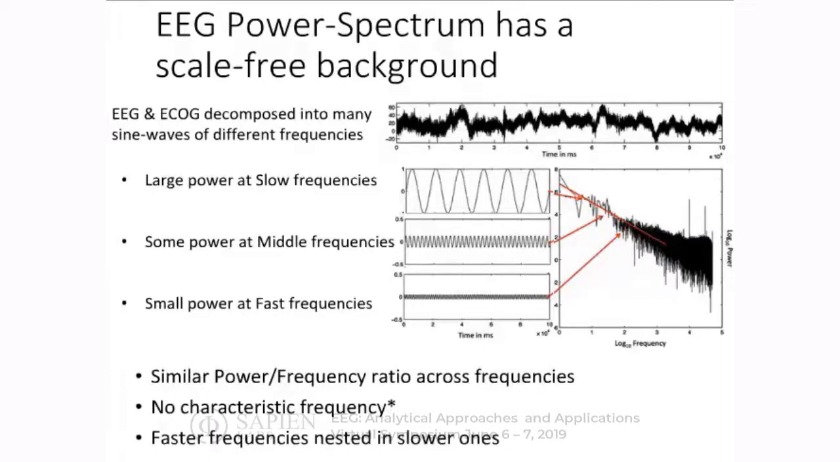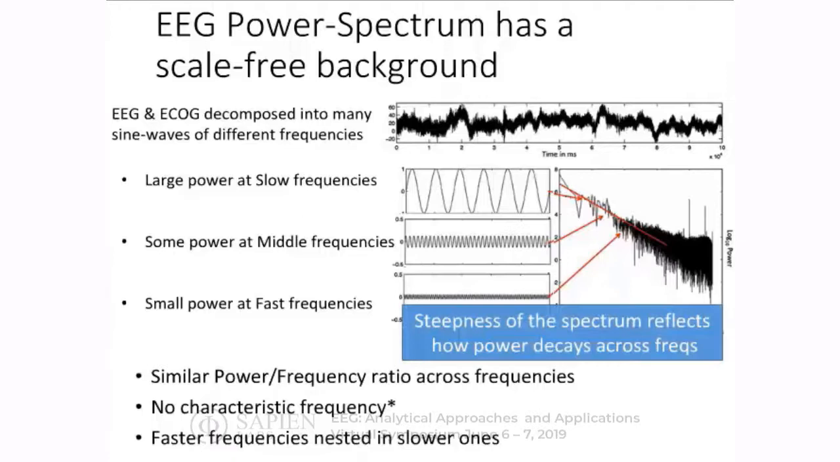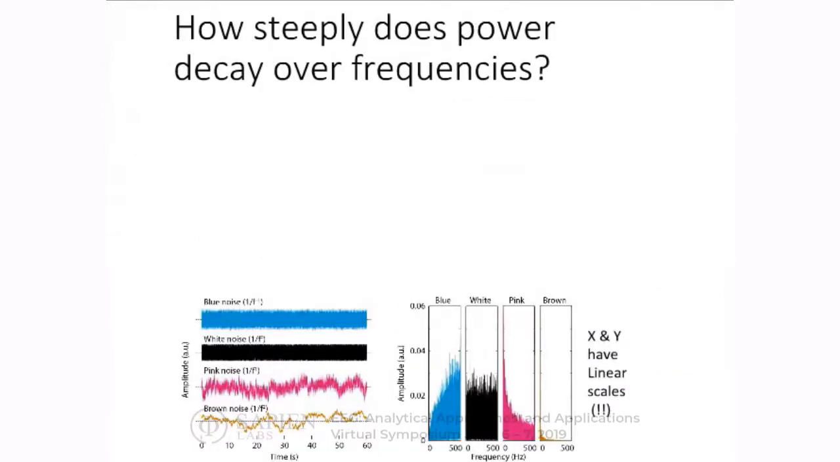And faster frequencies are nested in slower ones. So by these three properties, we can say that the EEG has a scale-free property. So the steepness of this decay is indexing the relationship between power and frequencies, and how steeply the power spectral density decays.